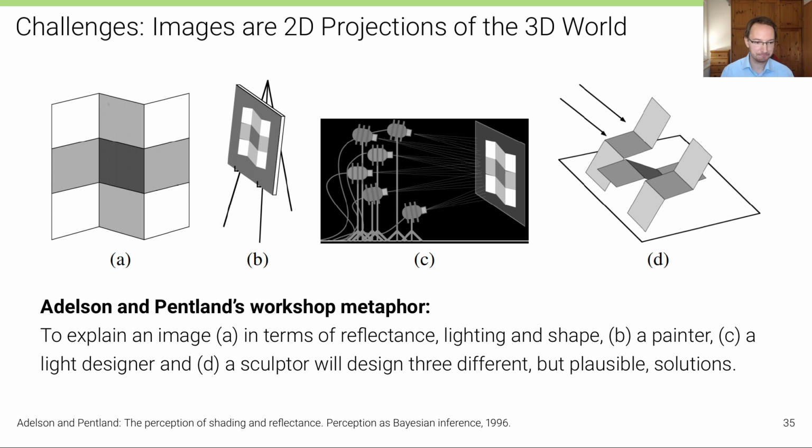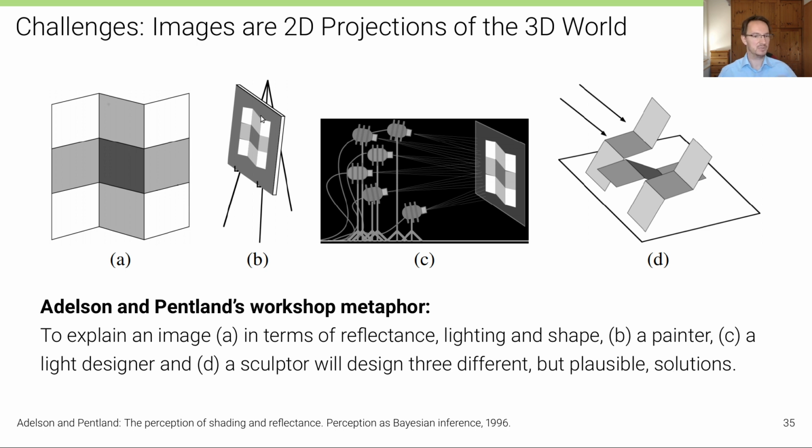If you're interested in this area, it's good to read up on these papers and get a feeling of how the field works. This is an older paper, and in this workshop metaphor, they make the point that in order to explain an image, here this is a 2D image, in terms of reflectance, lighting, and shape, a painter, a designer, and a sculptor will design 3 different but plausible solutions.